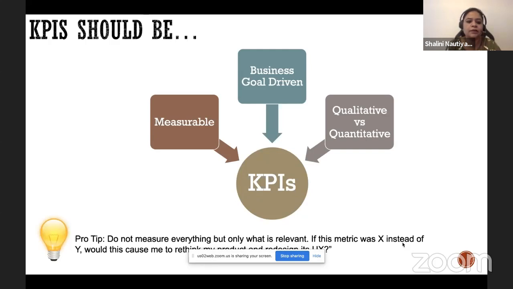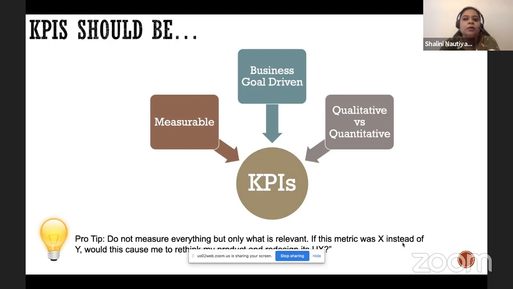The KPIs need to be measurable. They have to be driven as per a business goal, and then the last is that it's better that you segregate them into qualitative versus quantitative, right? Any examples, like the customer feedback, for example, the NPS score, would help you understand the quality of the service you provide, while how many customers are using your product can be an example of a quantitative metric.